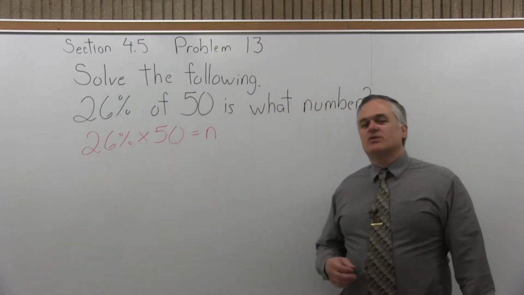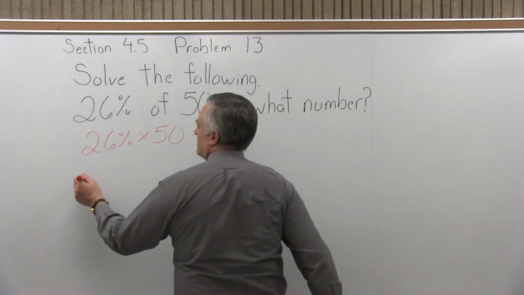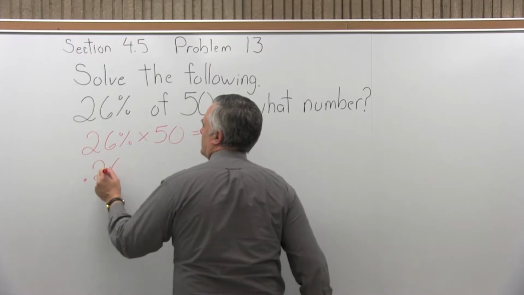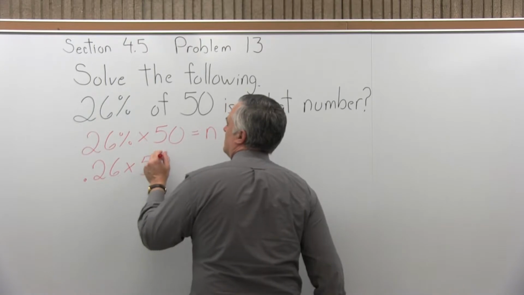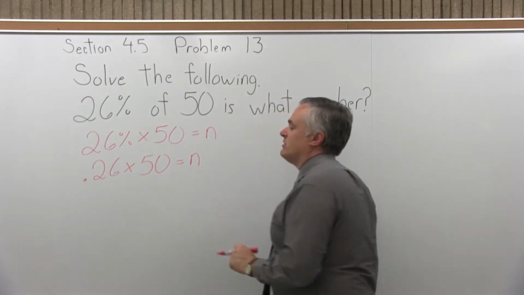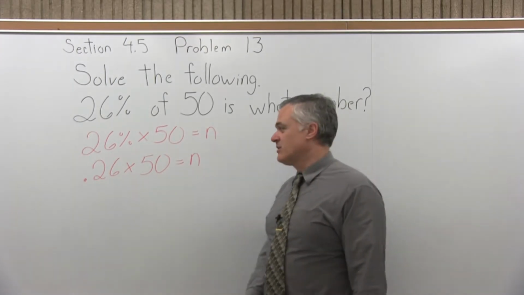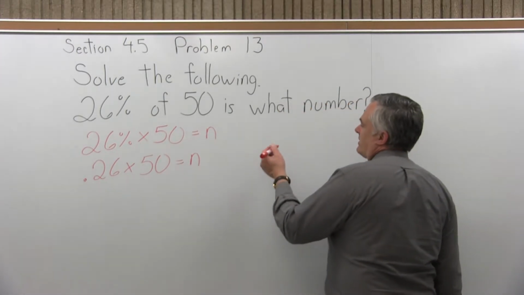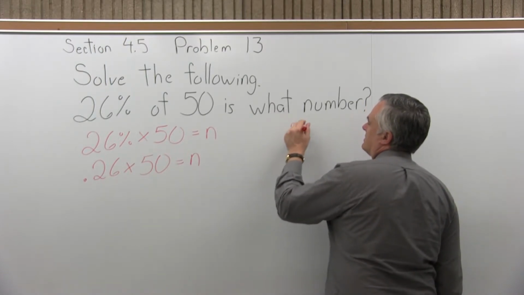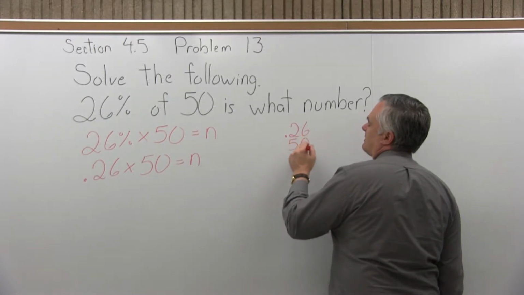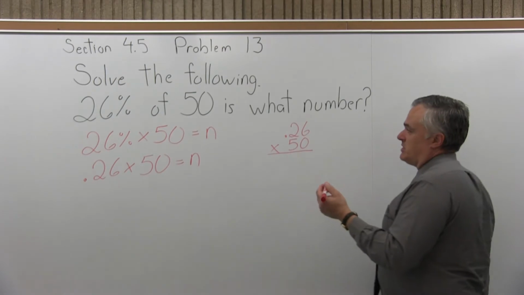Now to actually solve it, that 26% is better written in its decimal form, which would be 0.26. So I have 0.26 instead of 26% times 50 equals n. Now if your teacher will let you use a calculator for this class, you can just multiply 0.26 times 50 equals and you get the answer right away. If you can't use a calculator, you can just do 0.26 multiplied times 50. And you could multiply in either order. You can put the 50 on top if you like.